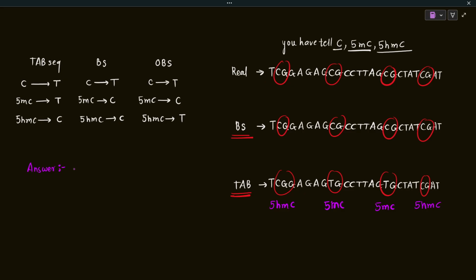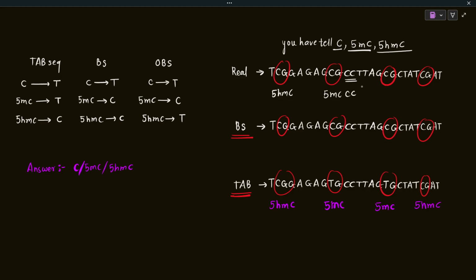So now the answer would be, you have to tell which are the cytosines, which are the 5-methyl cytosines, and which are the 5-hydroxymethyl cytosines. So you have to tell this, right? Let's write it here only. The first will be thymine. Second is 5-hydroxymethyl cytosine. This first one is 5-hydroxymethyl cytosine, and the second one is 5-methyl cytosine, and those will be cytosines.